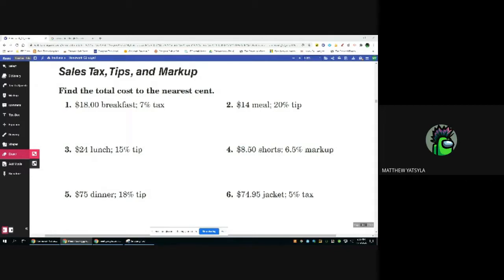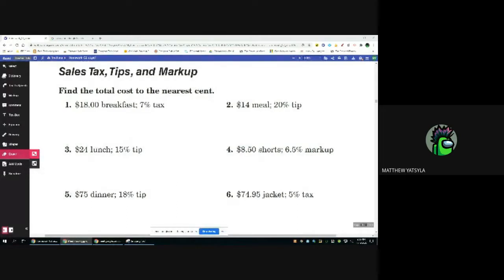Markup is the amount of money that you add to the price of an item to make a profit. So if I was to buy, say, a bottle of water for $1 and I would sell it for 10% more, I would add that 10% onto the price to make that bit of a profit. Okay? So there are two ways of doing this.